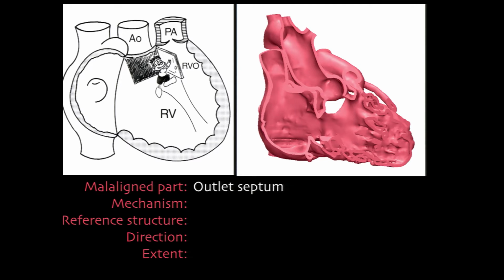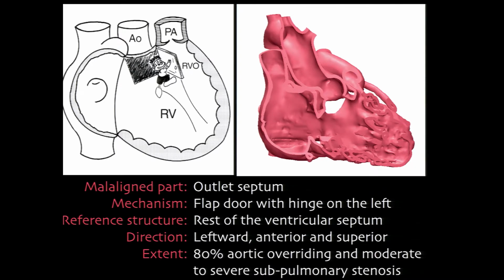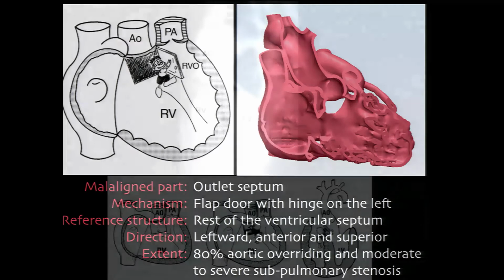The outlet septum. Mechanism of the malalignment: flap door mechanism with a hinge on the left side. Okay. Reference structure is the rest of the ventricular septum. Direction is leftward, anterior, and superior. In this case, the extent could be 80% or 70% aortic overriding and moderate to severe subpulmonary stenosis. And then you have a pretty good description of what the malalignment is. This is an easy example of the subaortic malalignment type of VSD.